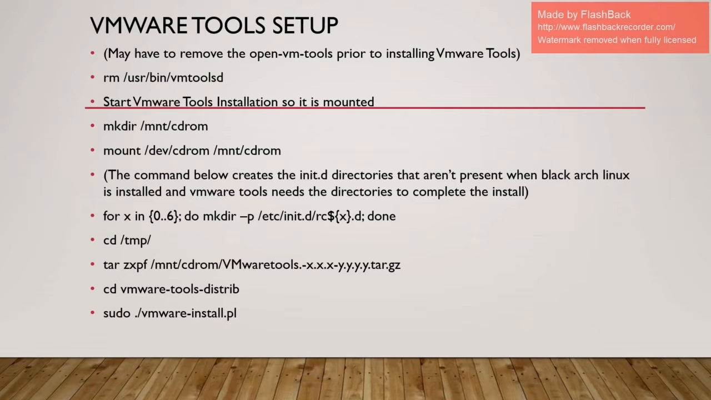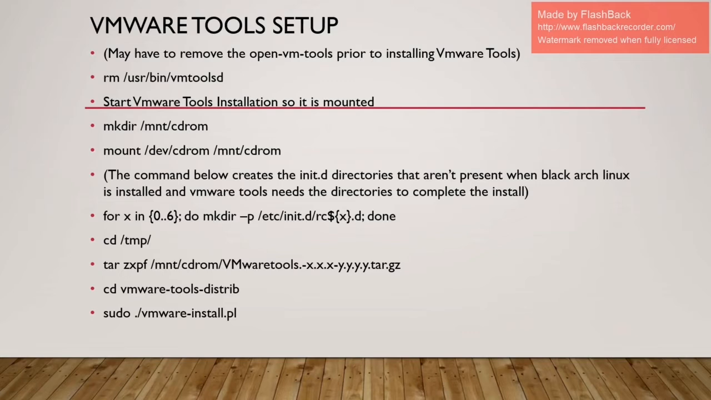So with BlackArch Linux, there are quite a few things that should be done before you even execute the installation path. One, VMware Tools does not like when Open VM Tools is on the system. So you may have to remove the Open VM Tools package. So the command is remove /usr/bin/vmtoolsd. Just remove the package out of the system.